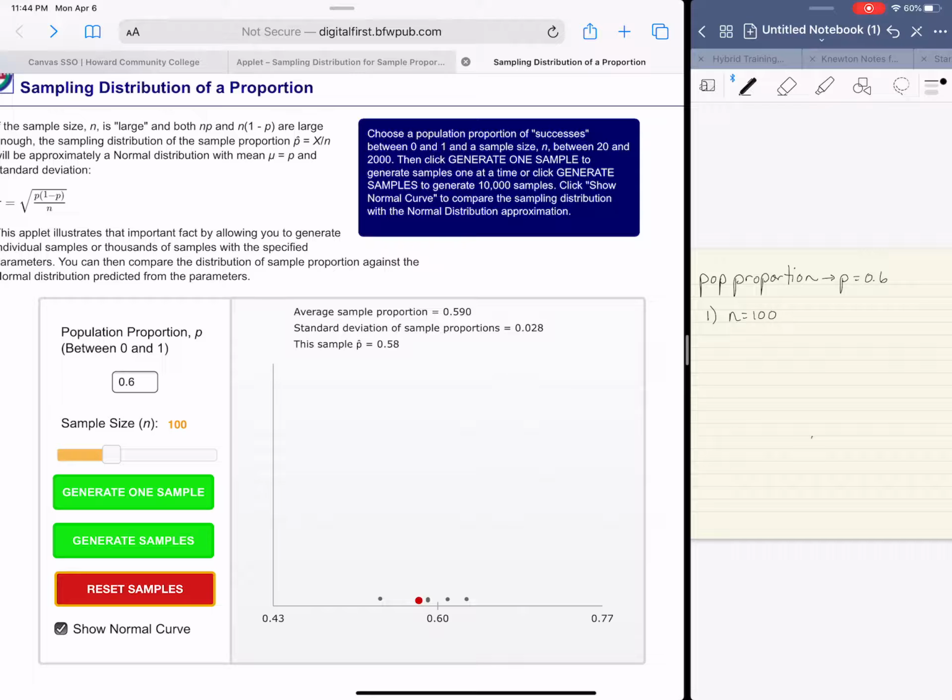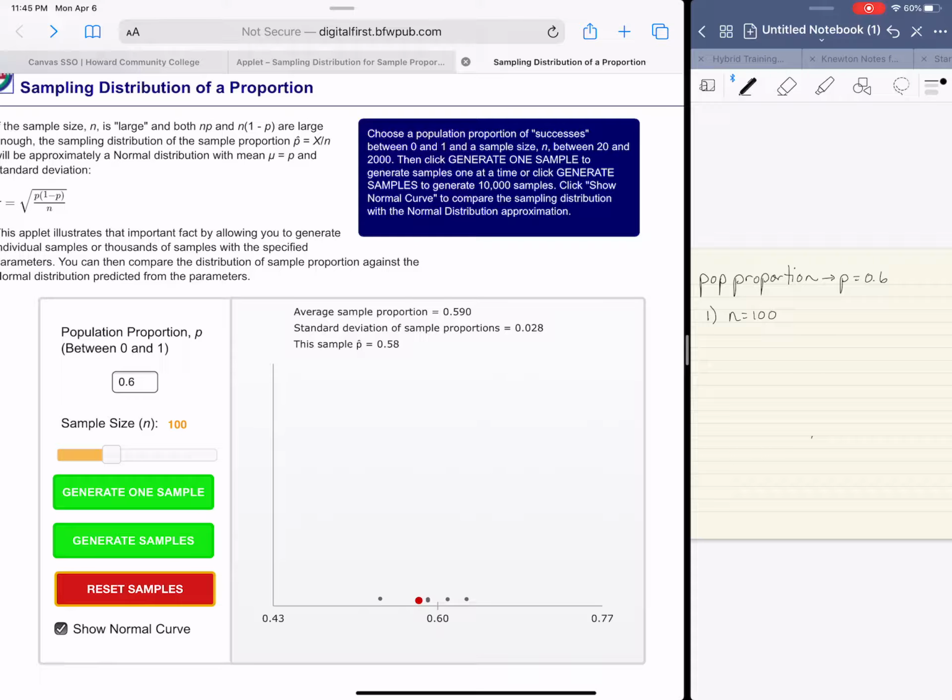You saw this when we did simulations. We could have 10 people run exactly the same simulation in exactly the same way, and they would all come up with slightly different answers. So it's perfectly normal and it's okay that this happens. But I want you to see at the very top here, it says that the average sample proportion is 0.59. So even though none of my samples has actually given me the population proportion, the average of all of the samples is getting really close to that population proportion.